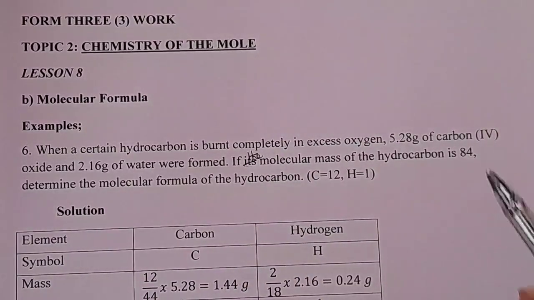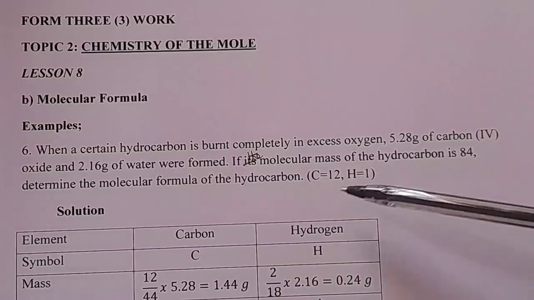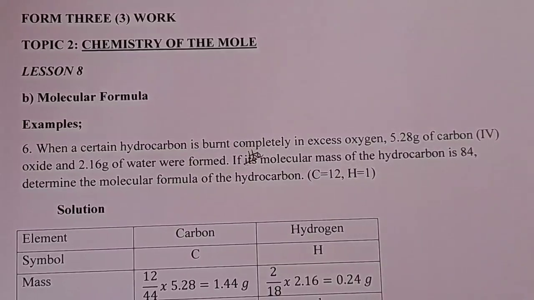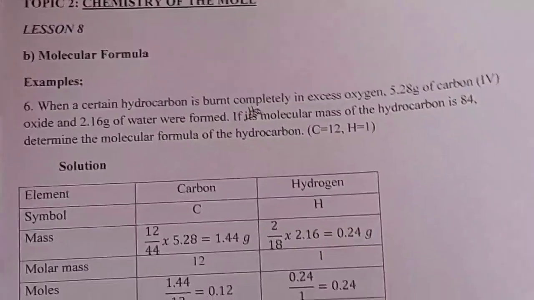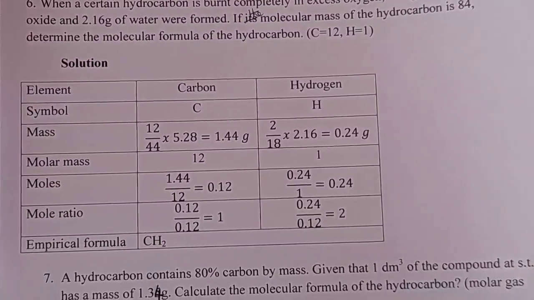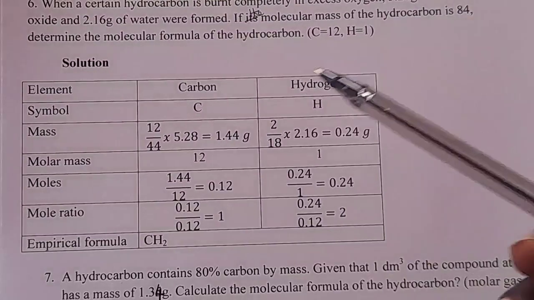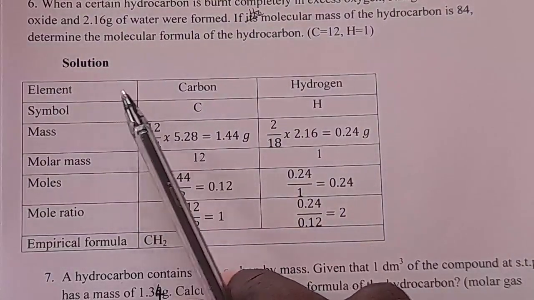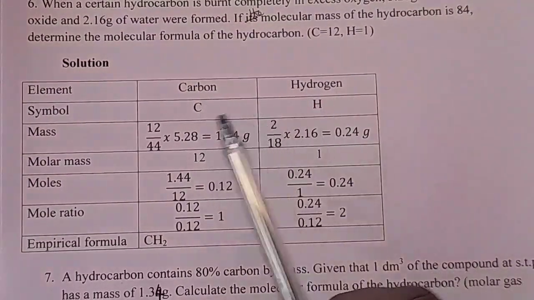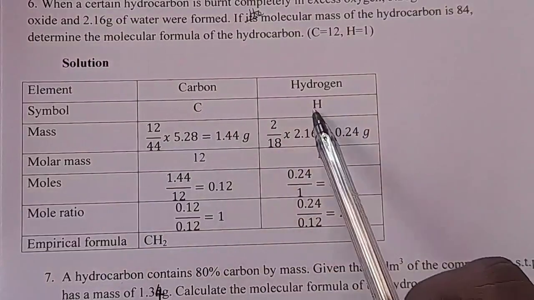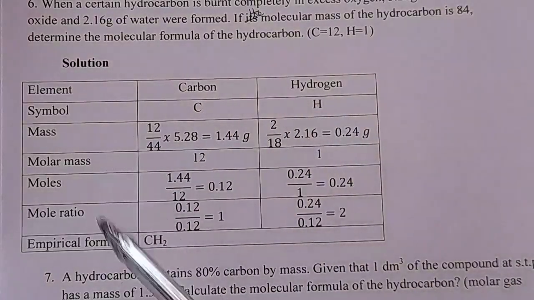Okay, here we have been given the relative atomic mass of carbon and the one for hydrogen. So what we are supposed to do is first of all have the empirical formula table, or the way that we were doing empirical formula. The elements in the hydrocarbon are carbon and hydrogen. The symbol for carbon is C, the one for hydrogen is H. Then the mass for carbon and the mass for hydrogen can be calculated like this.